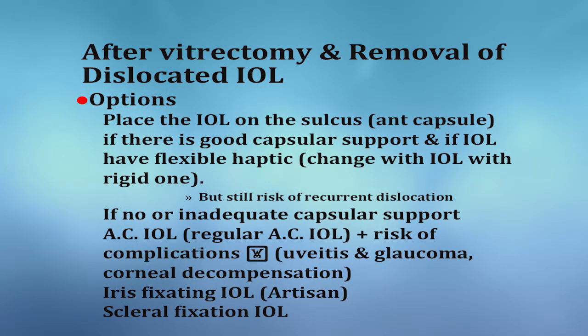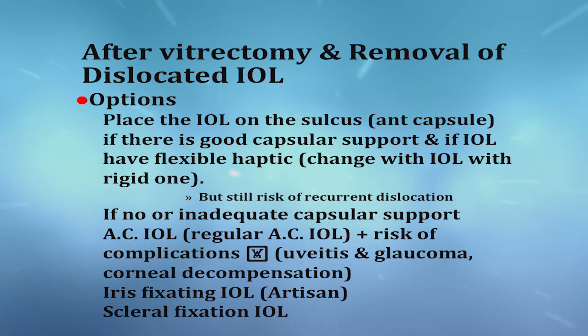What will we do after vitrectomy and removal of the dislocated IOL? We have some options. The first option is to place the IOL in the sulcus, in the anterior capsule, if there is a good rim. But if there is none, or you are in doubt, don't put it in the anterior capsule, because maybe it will dislocate again. And if the dislocated IOL is a flexible one, try to change it with another IOL with rigid haptics. But there is still a risk of recurrent dislocation.